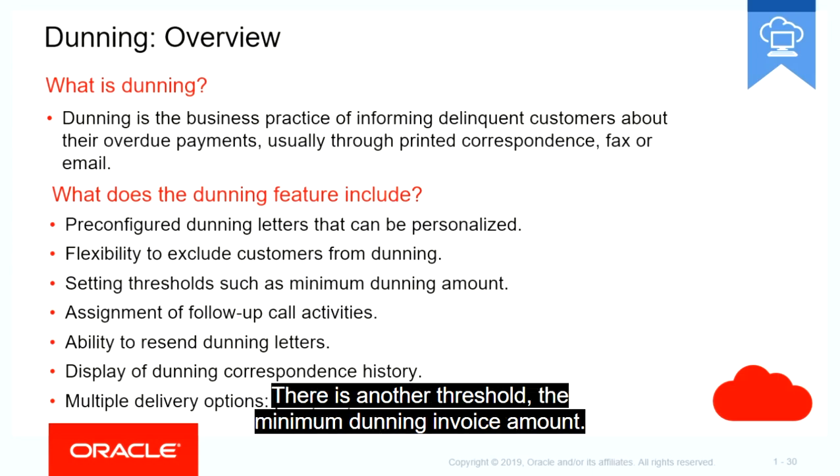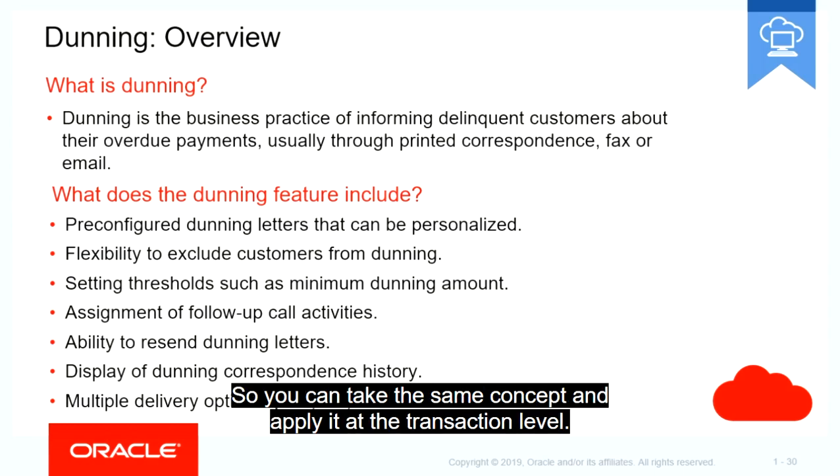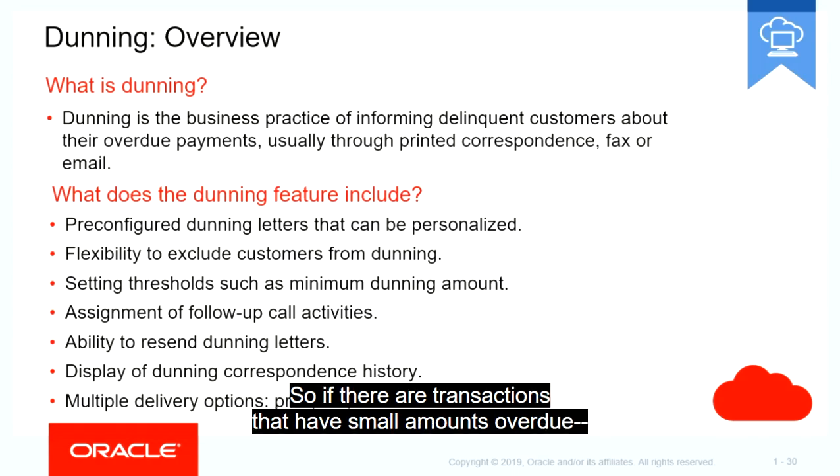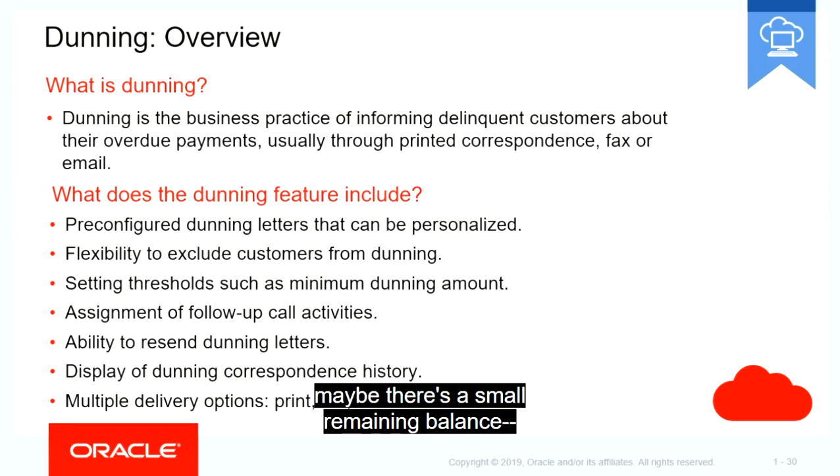There is another threshold, the minimum dunning invoice amount. So you can take the same concept and apply it at the transaction level. So if there are transactions that have small amounts overdue, maybe there's a small remaining balance, you can decide not to send a dunning letter.